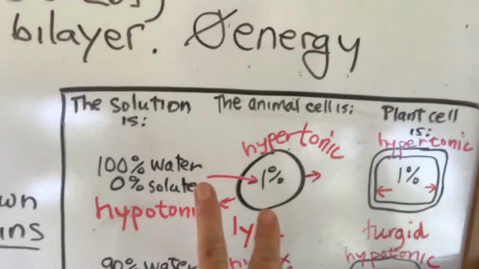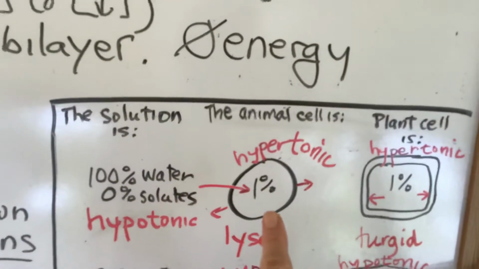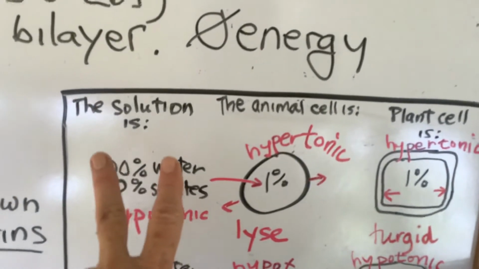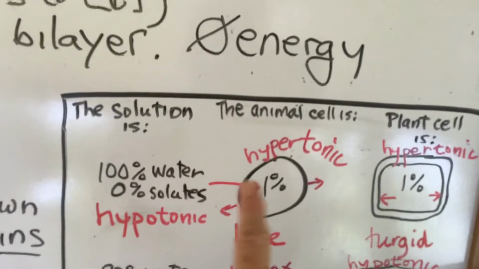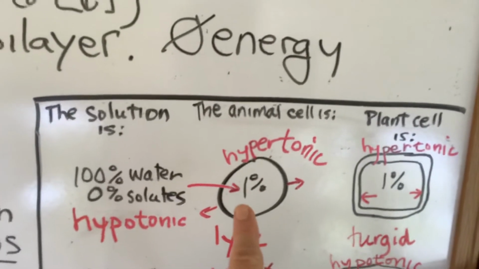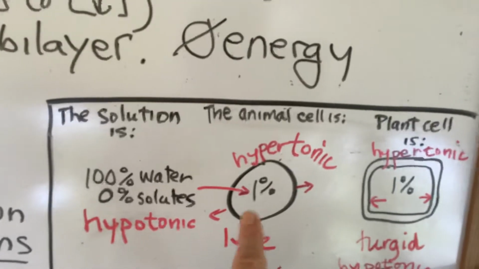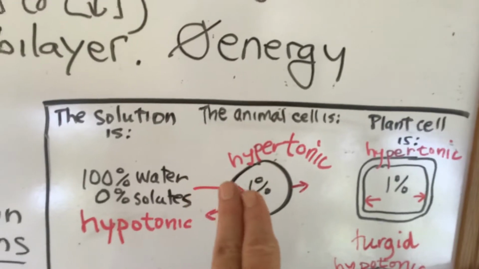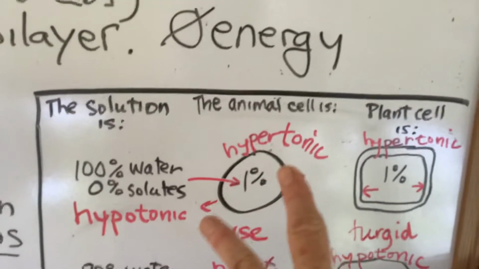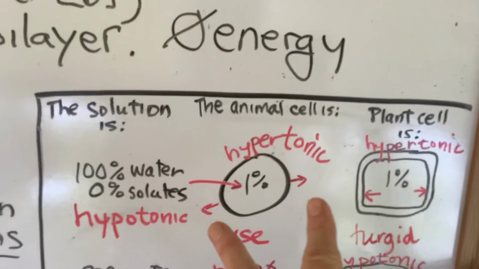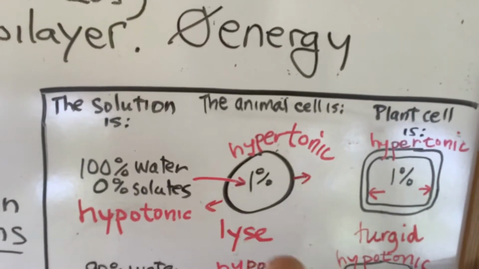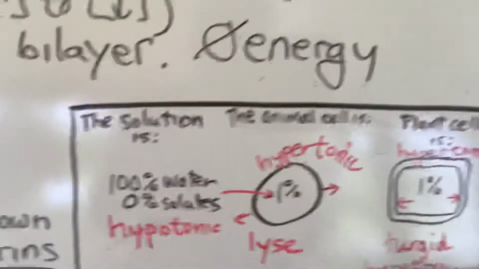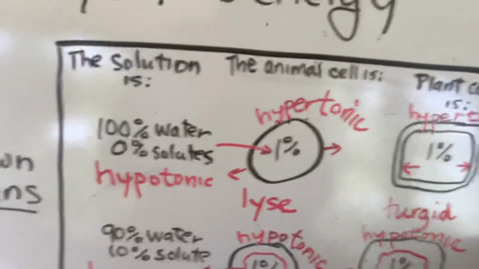So in this case, we have a situation where we have 1% solute inside, 0% solutes outside. So there's more water outside than inside, right? Because 1% solute means 99% water inside. Okay, so the water is going to move from high to low concentration, and what's going to happen to this cell is it will expand. It's an animal cell, so it doesn't have any restrictions on it, so eventually it'll blow up, or what we call lyse.